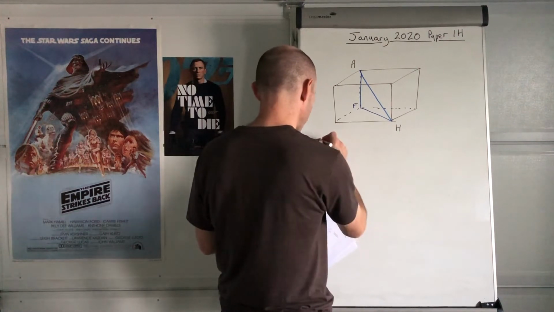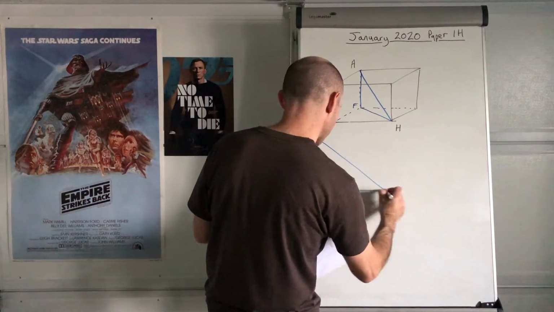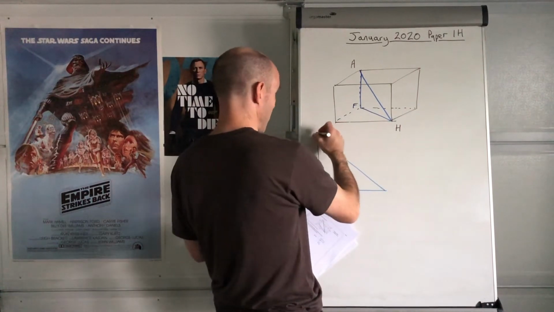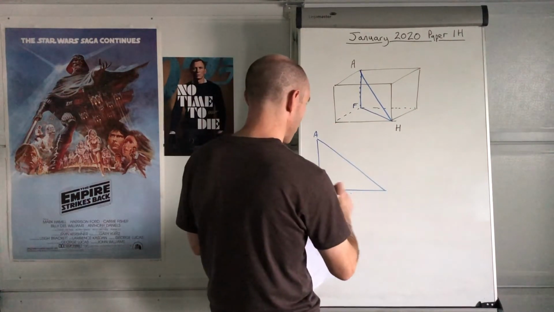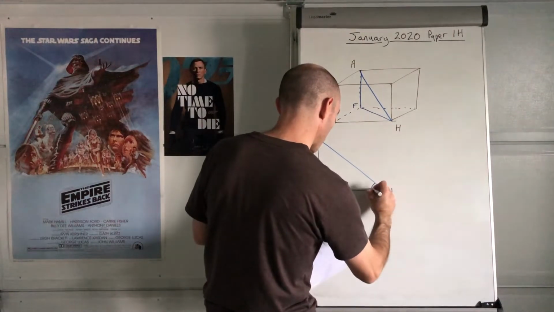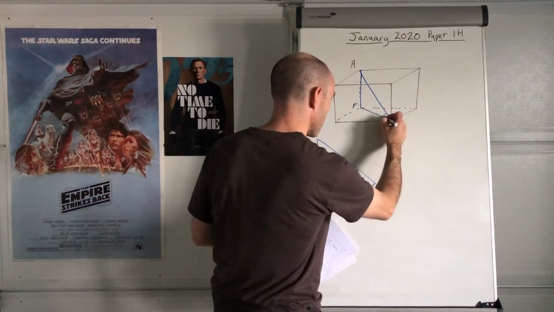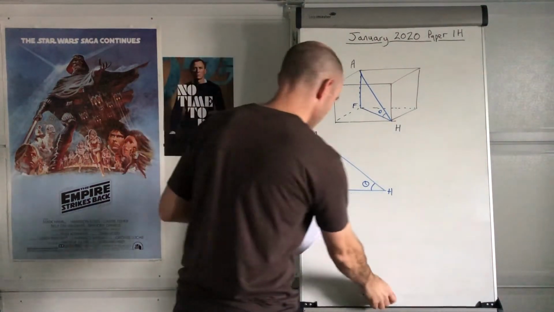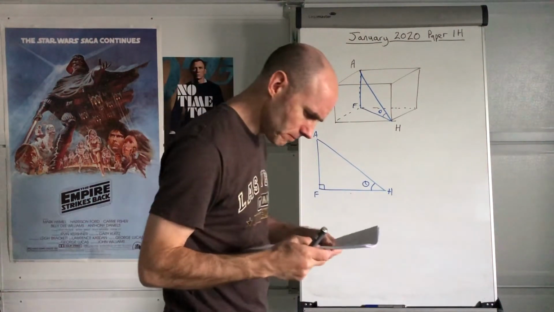So let me just draw that triangle out here to make it nice and clear for you. So that is a right angle triangle. That's A, that's F, and that's H, and the angle we need is that angle there. I'll just put it in the diagram. I'm hoping that makes a lot of sense for you. Okay, so let's see what we've got.